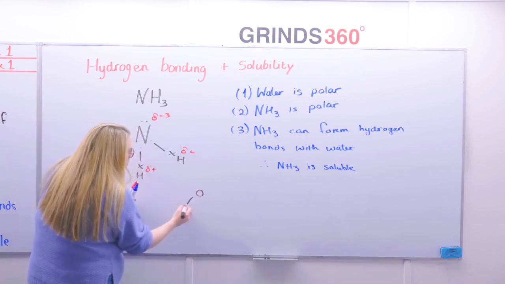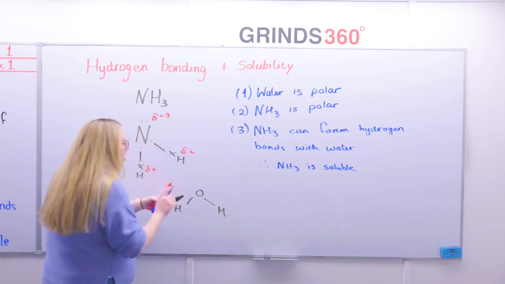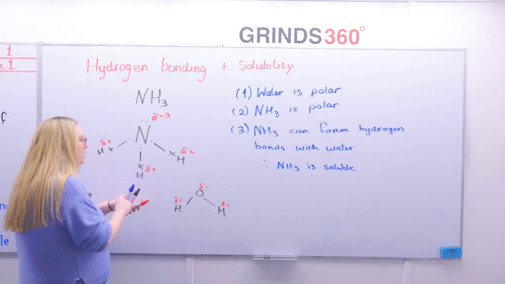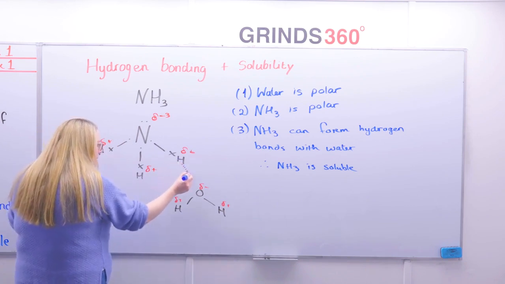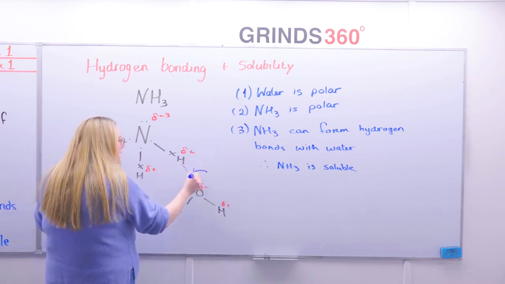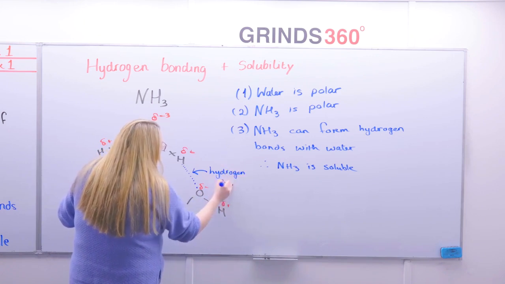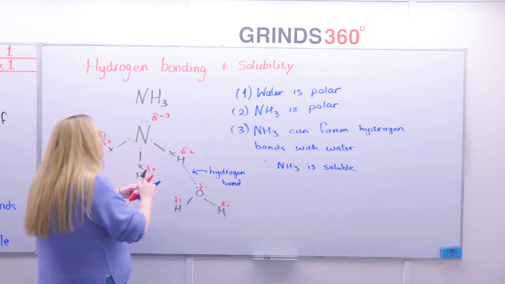So we draw water. You show the delta minus, delta plus. Don't worry about balancing your charges. And then you have a delta plus to delta minus force of attraction, and we label it as a hydrogen bond. There we go. So 3 marks for my diagram.